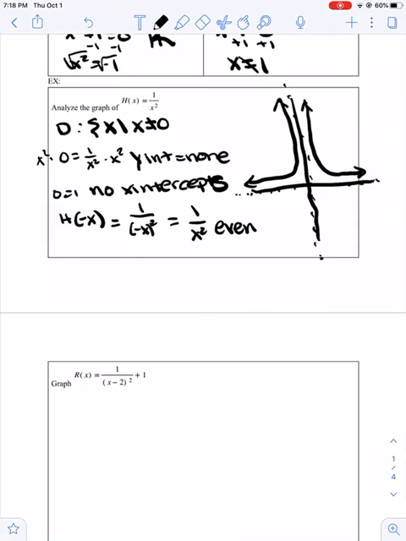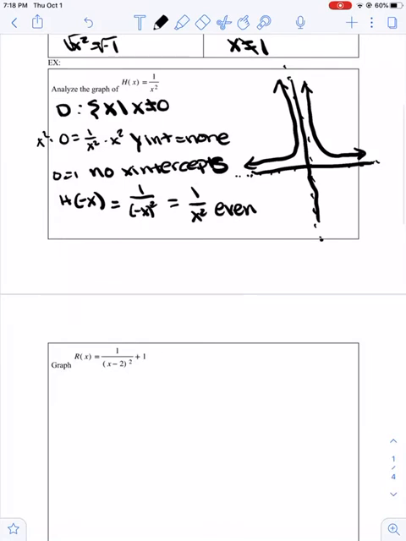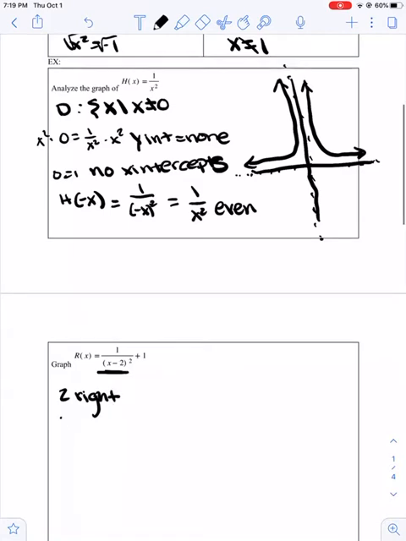Now we're going to take that 1 over x squared and use some transformations. So the first thing I notice is that x minus 2. And if we remember, in the parentheses, it's the opposite in the x direction. So we are going to go 2 to the right. And then I have that plus 1. So that means I'm going to go 1 up.